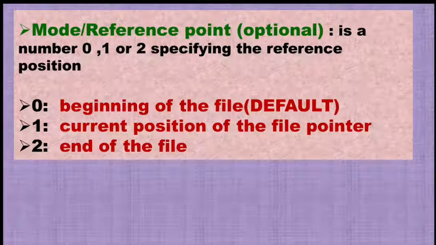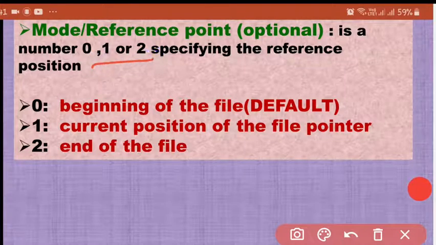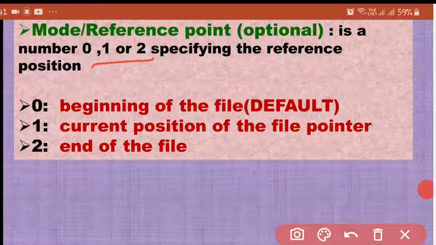Now let us talk about mode also. Mode is actually a reference point, like a landmark, which is specified by the number 0, 1 and 2, which specifies the position from which you have to move. So 0 indicates the beginning of the file. If you are writing 0, then you are taking the beginning of the file as a reference to move in the file.